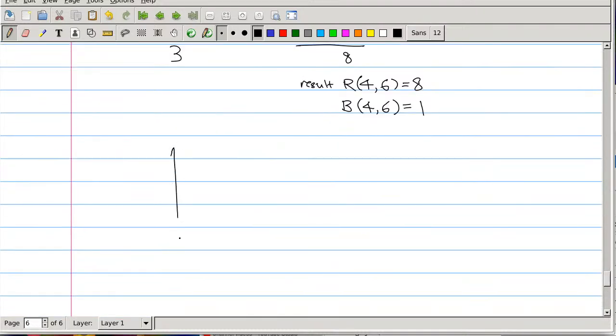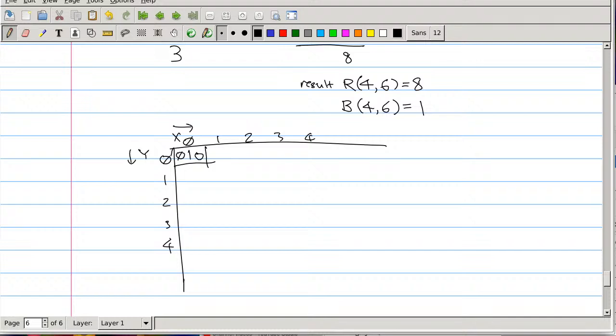So in base 10, you can think about a gigantic table where this axis is x, this axis is y, and we just want to figure out what is the result and what is the borrow for each one of these. So x goes from 0, 1, 2, 3, 4, and so on. Y goes from 0, 1, 2, 3, 4, and so on. And then for each cell, we have to figure out what is the result and what is the borrow. 0 is the easy one. The result is 0, and the borrow is 0 as well.